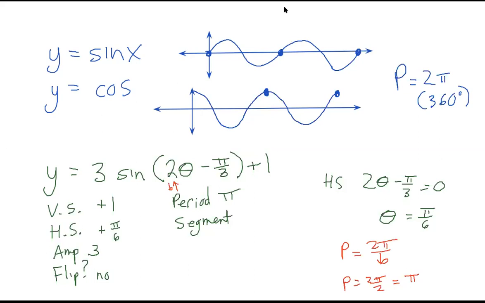Okay, for graphing purposes, we're going to say segment here. What I mean by segment is period over 4. And I'll show you why that's useful in a minute. So here, what I'm going to put for segment is pi over 4.